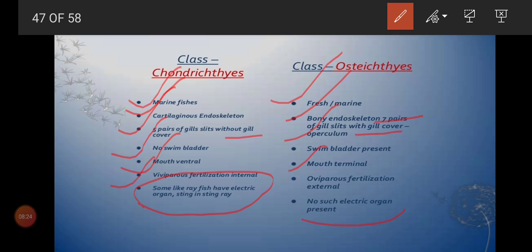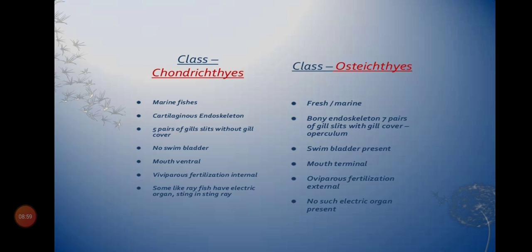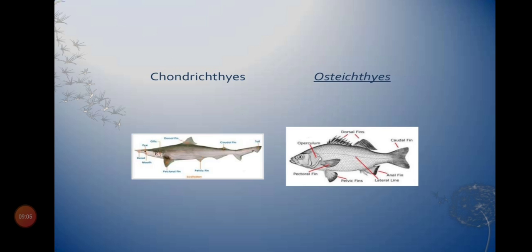Some special features can also be seen in chondrichthyes. Some fishes like the ray fish have an electric organ, and they also have a sting which is used to release some toxic material, because chondrichthyes are very good predaceous animals. They predate. But in osteichthyes, there is no special organ like an electric organ or stinging process. Is that clear, children? So that is the difference between chondrichthyes and osteichthyes, though both come under the fishes group.